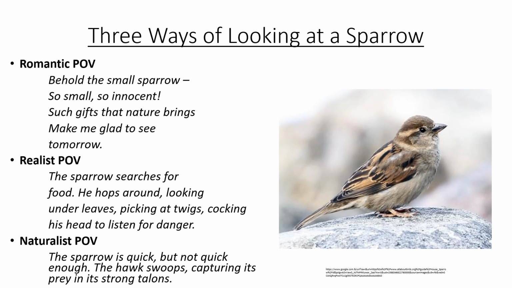And then finally, we have the naturalist point of view. The sparrow is quick, but not quick enough. The hawk swoops, capturing its prey in its strong talons. So here, rather than the focus being the character of the sparrow, the focus is the plot, meaning what happens to my sparrow. And naturalist point of view, especially in this example, you can think of it almost in terms of Animal Planet. Or if you watch Planet Earth, the way in which the narrator describes what's happening is a very naturalist point of view, coming from nature.